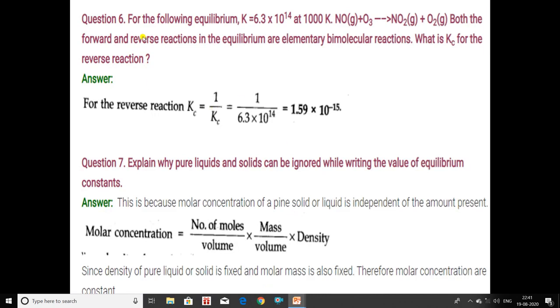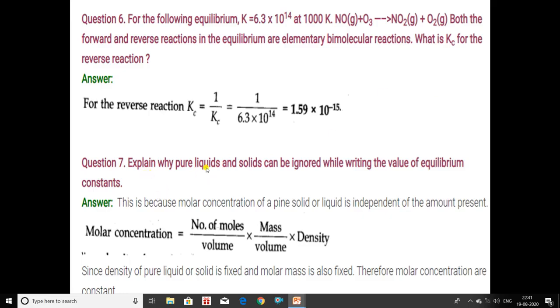Now question number 6: for the following equilibrium, K is equal to 6.3 into 10 to the power 14 at 1000 Kelvin, and this is the equation, and you have to write the value of Kc for the reverse reaction. Okay, for this equation, if the value of Kc is equal to this, then for the reverse equation the value of Kc will be 1 by Kc. So the new equilibrium constant will be 1 by 6.3 into 10 to the power 14, which is equal to 1.59 into 10 to the power minus 15. This is question number 6.